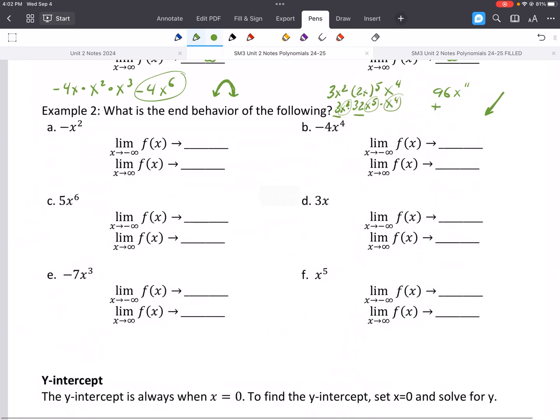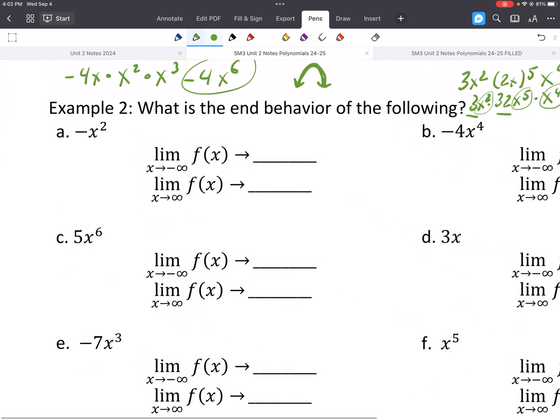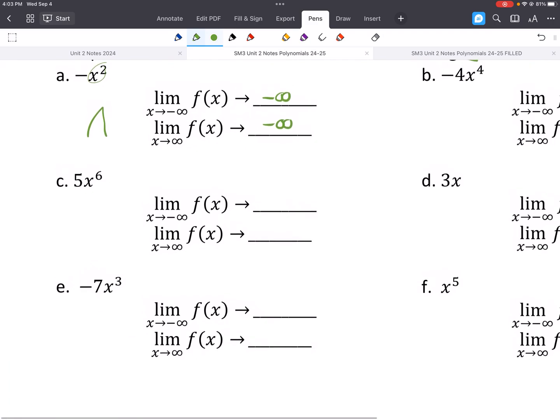Okay, so here's just a couple more examples. We already have the end behavior. So again, this one's a negative quadratic, so it's going to go like this. So negative infinity, negative infinity. Well, let's go down, I guess. Okay, this is positive, and it's still an even, so it's going to be like a quadratic. So it would be positive infinity and positive infinity.